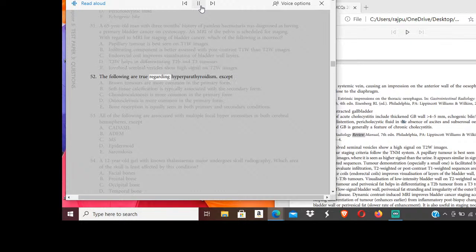52. The following are true regarding hyperparathyroidism, except A. Brown tumors are more common in the primary form. B. Soft tissue calcification is typically associated with the secondary form. C. Chondrocalcinosis is more common in the primary form. D. Osteosclerosis is more common in the primary form. E. Bone resorption is equally seen in both primary and secondary conditions.